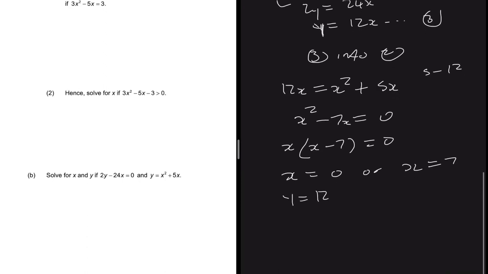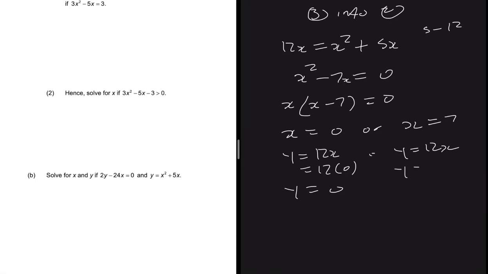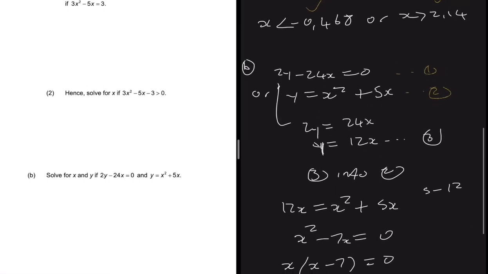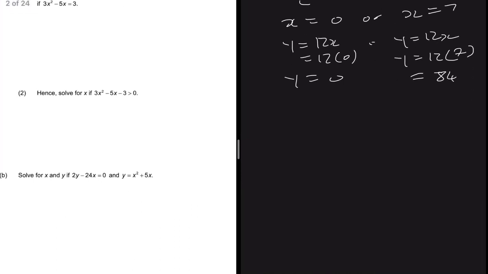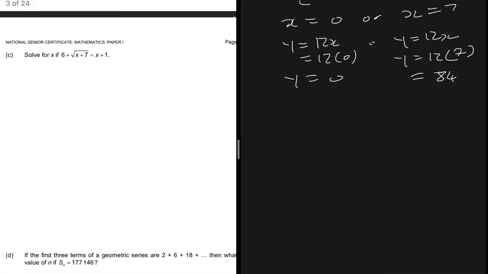If x equals 0, then what is y? If x equals 0, then y will be equal to 12x. 12 times 0 is 0, so y is just 0. But then if y equals 12x and x equals 7, in place of x, we're going to put 7. So that is 12 multiplied by 7, which is 84, right? So that's how we'd solve this simultaneous equation. It's quite straightforward, not really that demanding. So let's move ahead.